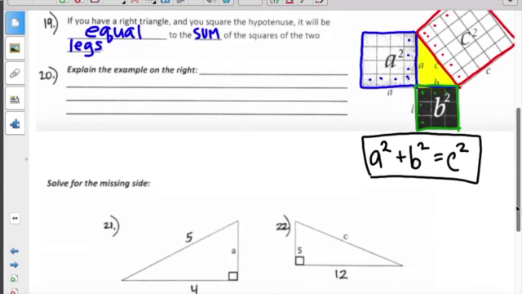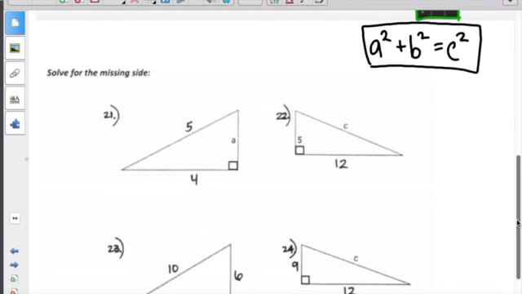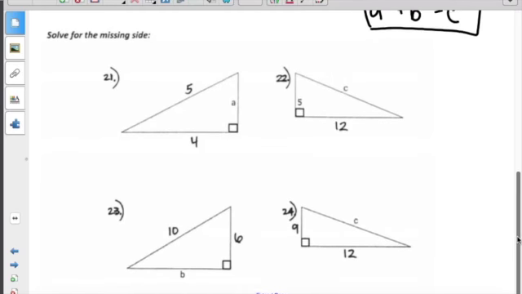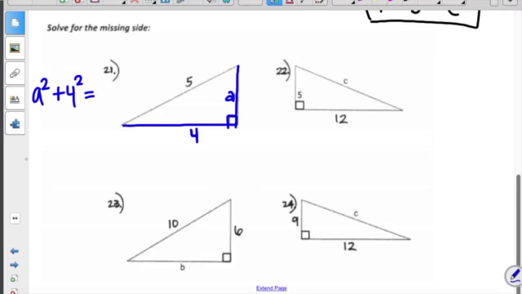The bottom part of this page is actually solving for a missing side. Sometimes it's a leg, sometimes it's the hypotenuse. So the missing sides are labeled. Let's start with number 21. The two sides that make up our right angle are always going to be your legs. So for our formula, we're going to do A squared plus 4 squared is equal to our hypotenuse squared, which is given to us this time. It is 5. So our equation is going to be equals 5 squared.